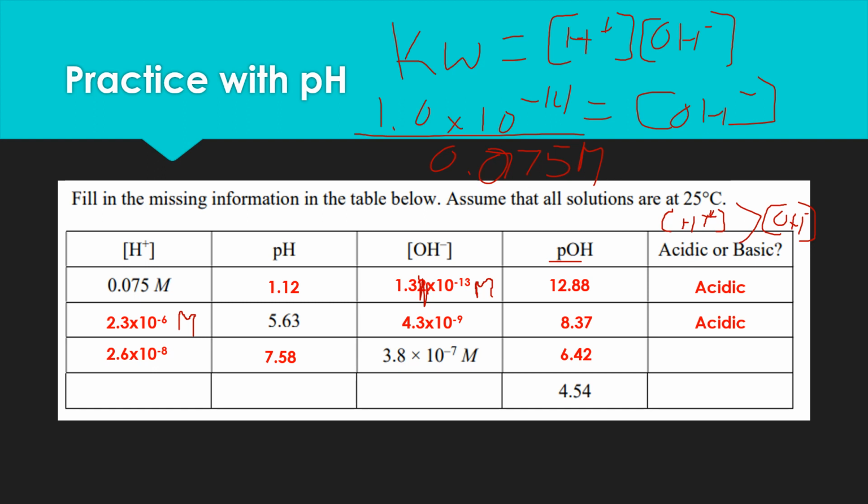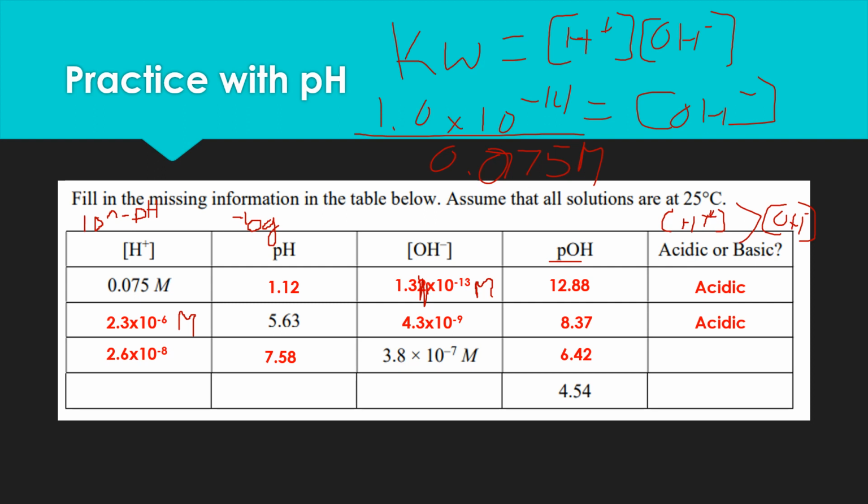Right, so we're just manipulating these same equations, right? To find the hydrogen ion, we're going to do 10 to the negative pH. Ooh, this is hard to draw. Negative pH. To find our pH, we're going to do negative log, right? That's going to scream negative log at us of our H plus. And then same thing over here, 10 to the negative pOH, or negative log of the OH.